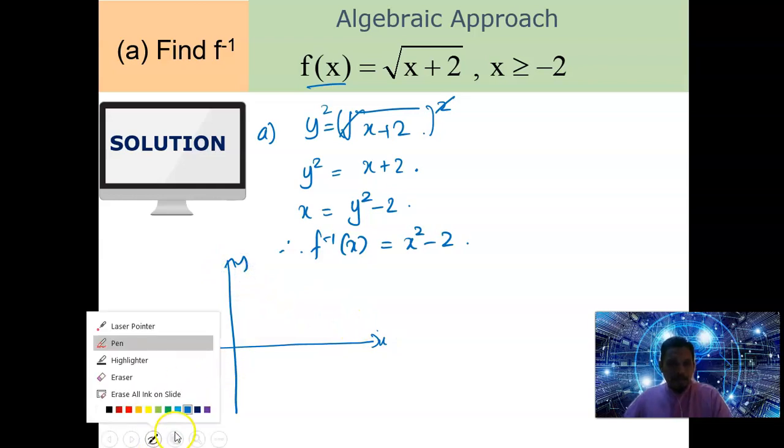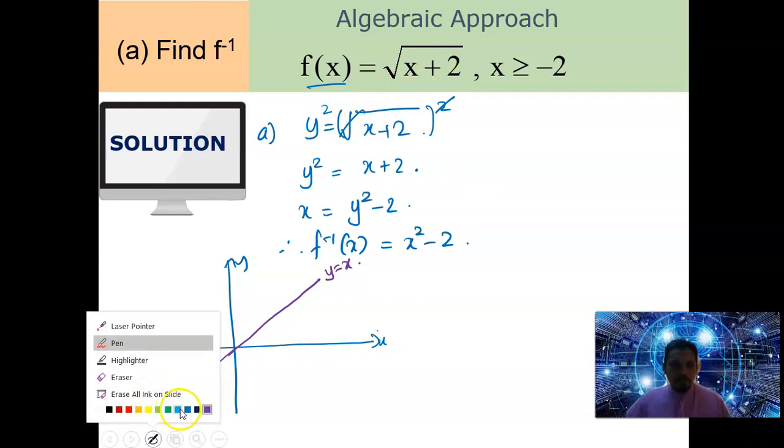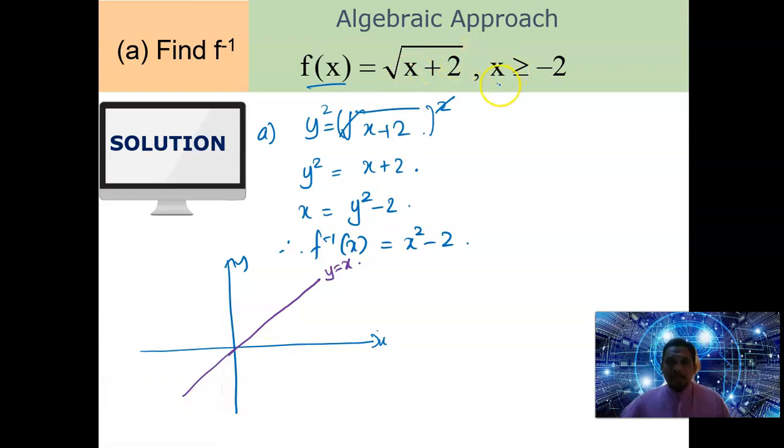Okay, and this purple represents the line y equals x. Okay, this is y equals x. So now for this graph, this is the domain x greater than or equal to negative 2, meaning the graph will begin at here, negative 2.